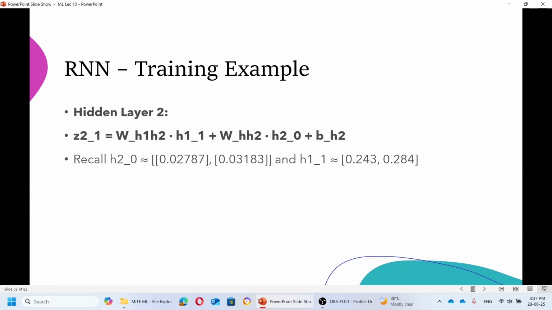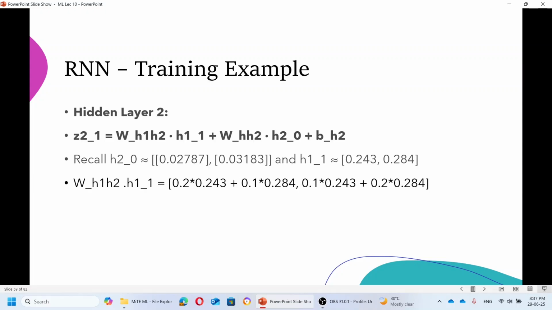Now the output of the first hidden layer becomes the input of the second hidden layer, as we have done before. Recall that H20 is what?